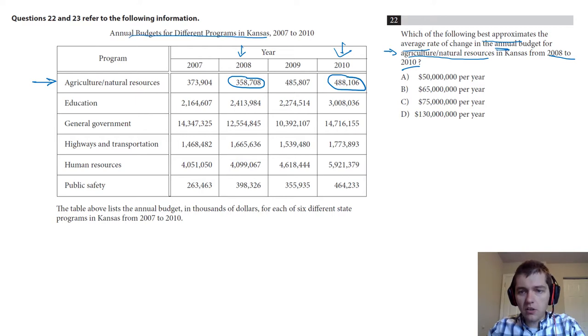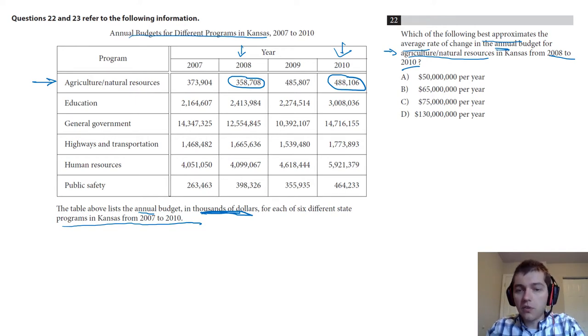The last thing to recognize is that your answers all look like they're in millions of dollars. So if you look at the bottom, always read, if they give you more information below a table, they usually give it there for something. This leads to the annual budget in thousands of dollars. So each of these numbers, multiply by 1,000 to get the actual number in dollars.